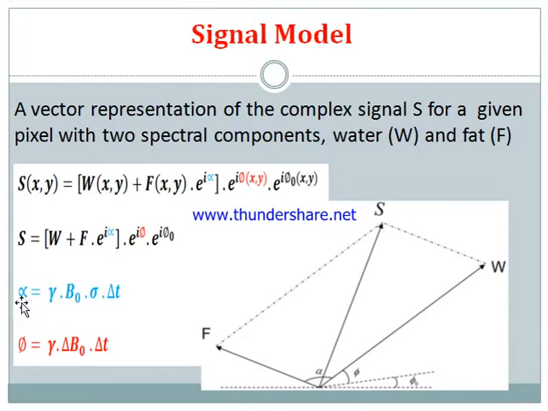It is important to note that alpha is chemical shift dependent and also echo time dependent, and also B0 dependent, and phi is field inhomogeneity dependent and also echo time dependent as well.